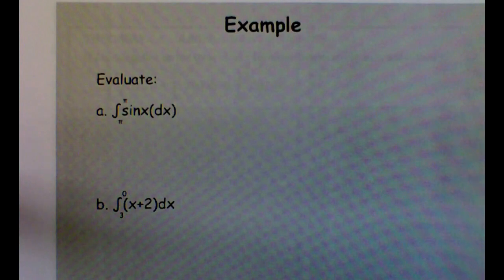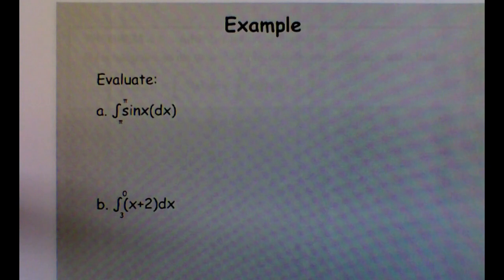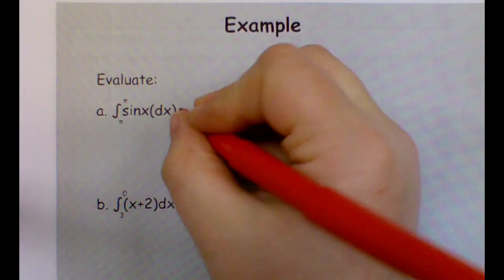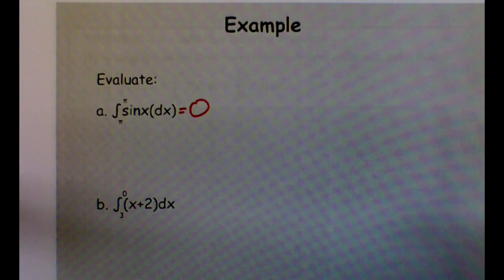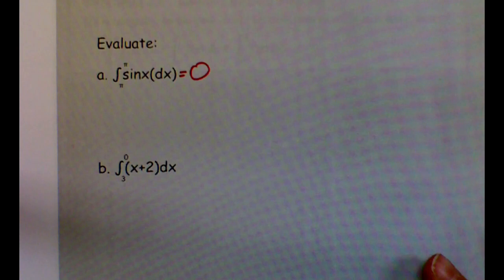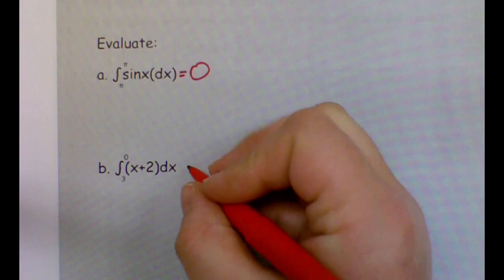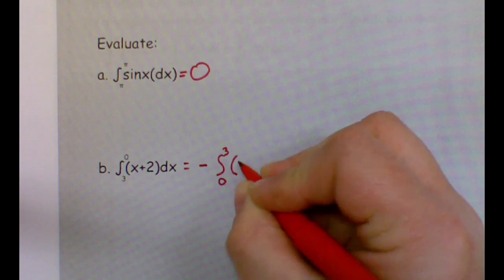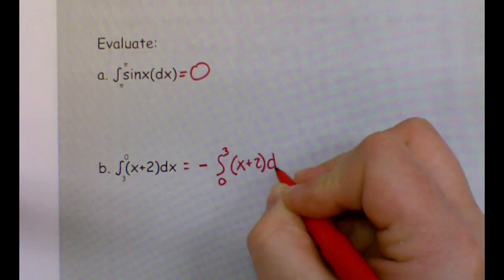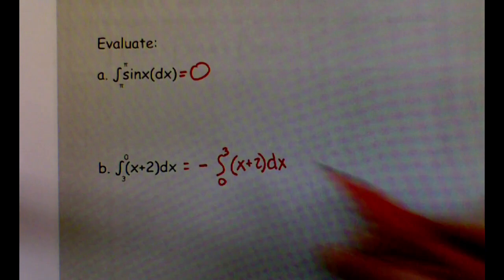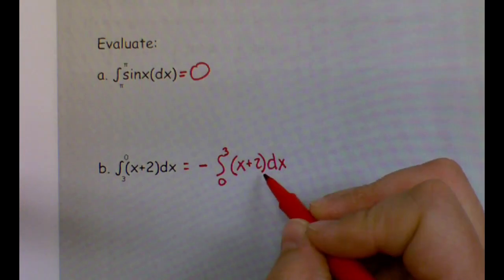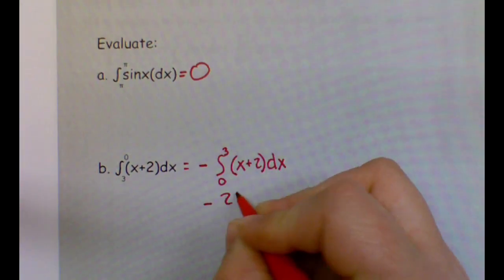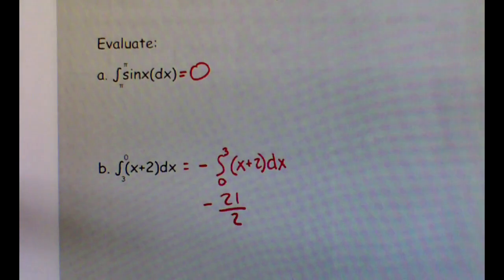So basically, if I have the definite integral from pi to pi of sine of x dx, the area there, the answer is 0. If I have the definite integral from 3 to 0 of x plus 2 dx, I have negative the definite integral from 0 to 3 of x plus 2 dx. In the last problem, we just saw that this area right here is 21 over 2. So I just stick a negative on it.